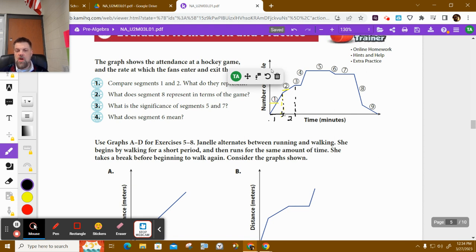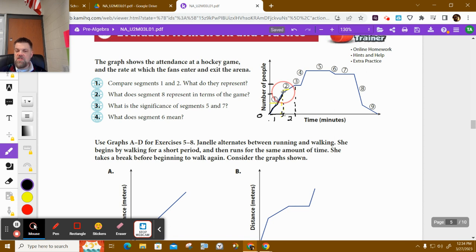Now, it's showing the number of people that come in. So right here, the number of people is 0. Now, I don't know how many people come in here, but I know at the end of segment 2, more people come in. So the higher up you go, the more people come in. And what does it represent? Well, it shows that a lot of people come into the arena from here to here. Almost half the people that are in the arena come in during segment 1.